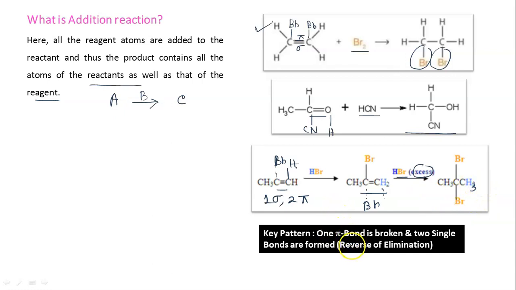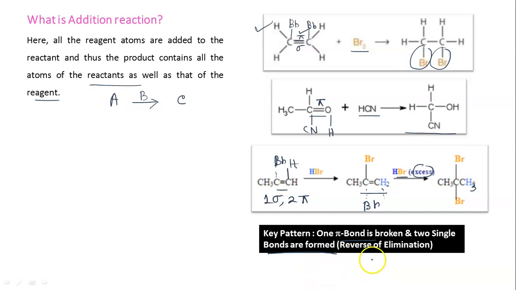So what is the key pattern here? The key pattern is that 1 pi bond will be broken, if there is more than 1 pi bond, that is in case of a CC triple bond. And if it is an alkene, obviously there is only 1 pi bond. Here also we have only 1 pi bond. So that pi bond will be broken. The sigma bond will remain intact. So 1 pi bond will be broken and 2 single bonds will be formed. So these are the newly formed 2 sigma bonds.